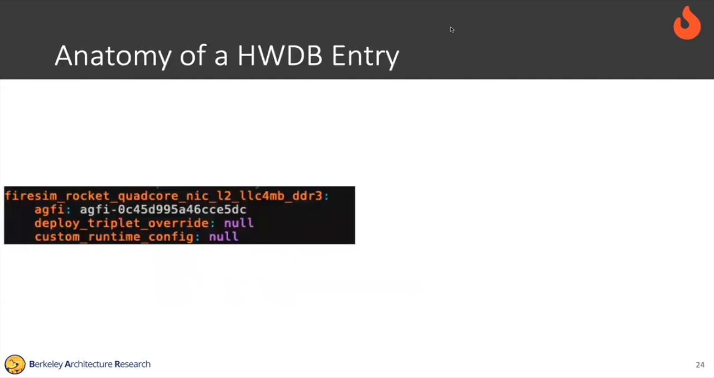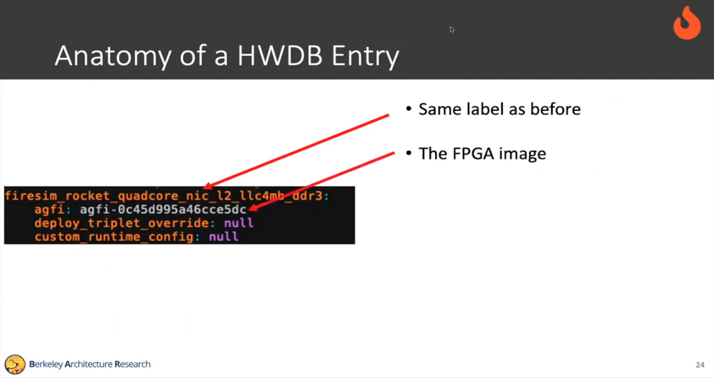So what did we actually see in that email? That's basically what we call a hardware DB entry. A hardware DB entry, kind of similar to before, has the name of the recipe that it corresponds to. So remember, what does it actually specify? What do you want to build in simulation? What's the actual output? It has a particular FPGA image associated with it.